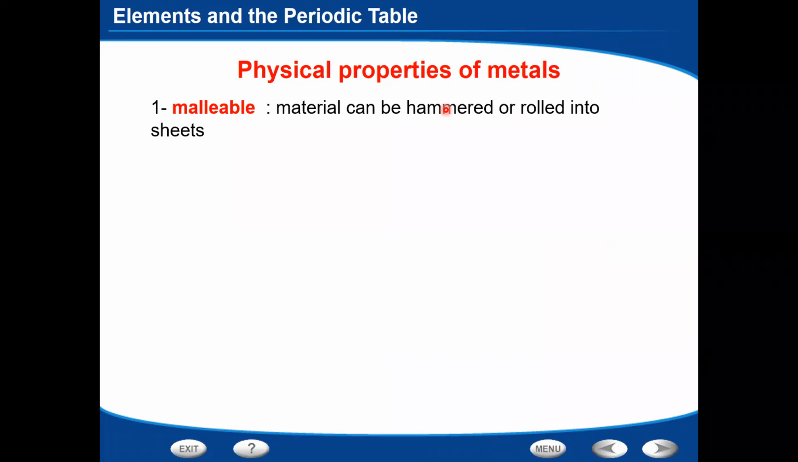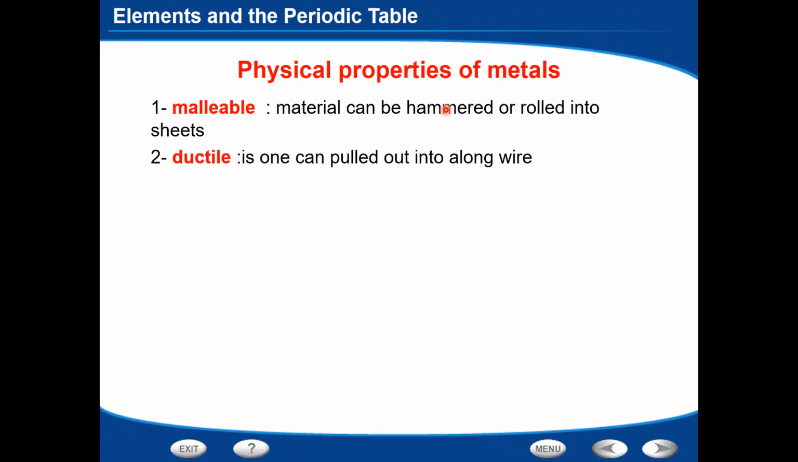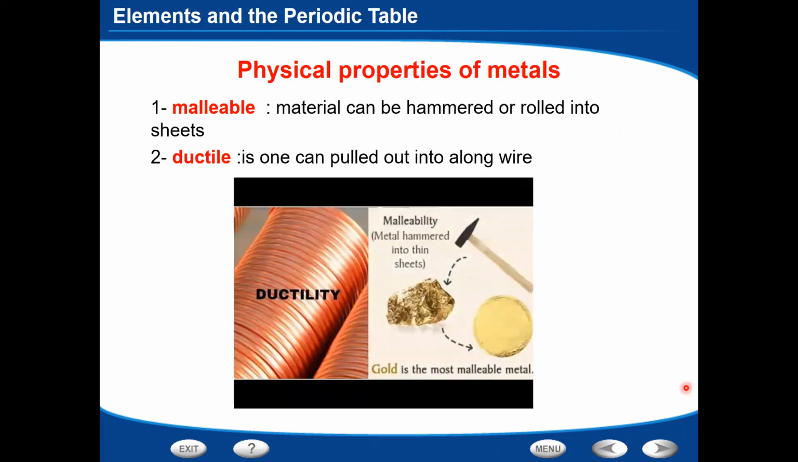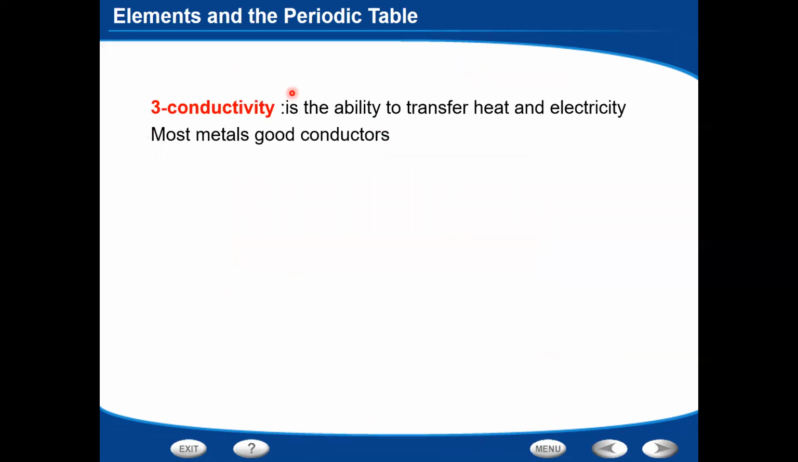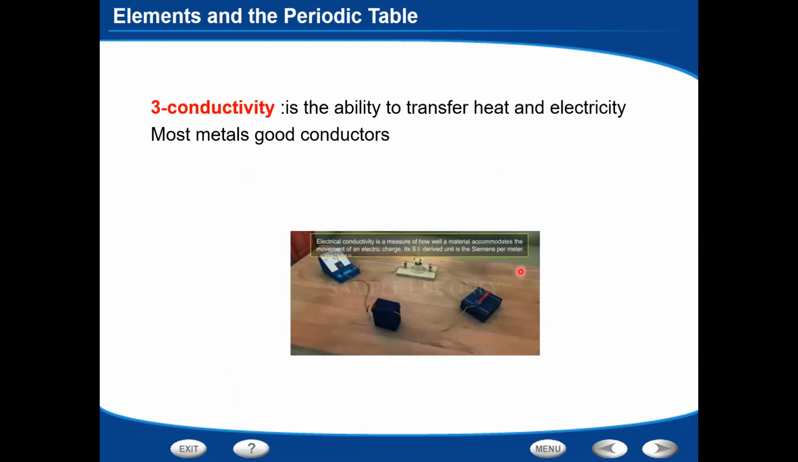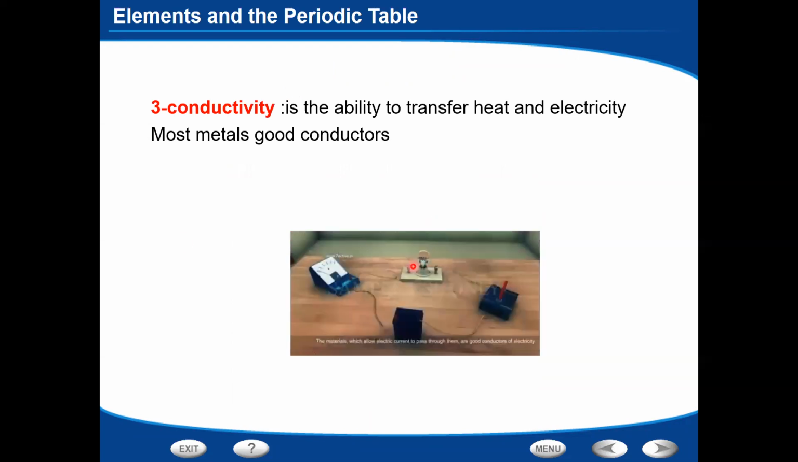Malleable means you can use a hammer to make shapes. Very flexible. Hard, but at the same time, flexible. So you can use a hammer to make shapes or sheets. Ductile means make wires. Conductivity, metals are very good conductors for heat and electricity. So we can make wires from metals to conduct electricity. Here we use wires from copper to conduct electricity.